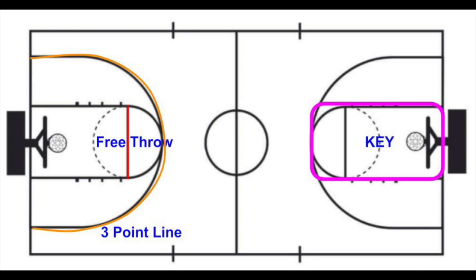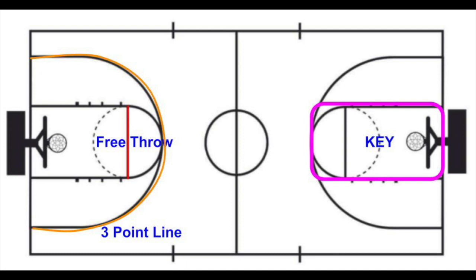You're going to see that orange curved line on the left. That's the three-point line. So any shot that is taken outside of the three-point line is worth 3 points. Any shot that is taken within the three-point line is worth 2 points.